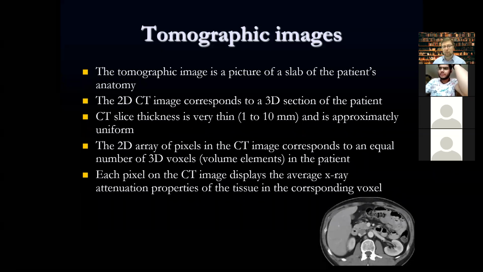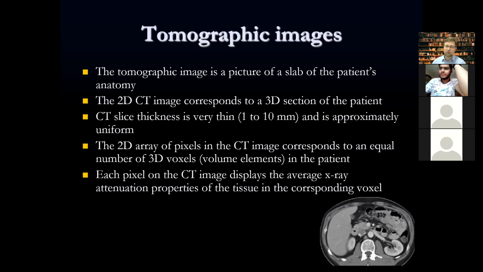So that's why tomographic imaging was invented. The tomographic image is a picture of a slab of the patient's anatomy. The two-dimensional CT image corresponds to a three-dimensional section of the patient. You can just imagine that you have a loaf of bread and you are slicing it, as if you want to make a sandwich. In the same way we achieve slices during computed tomography, but not only in one projection, also in the second and third projection. So all in three projections, like a Cartesian three-dimensional axis.